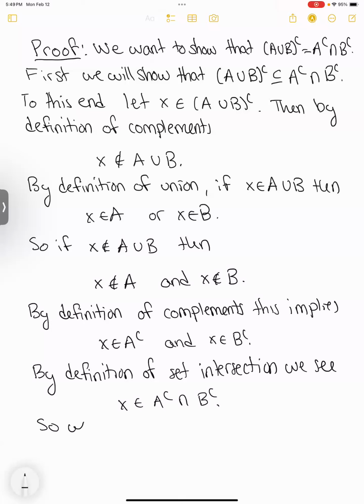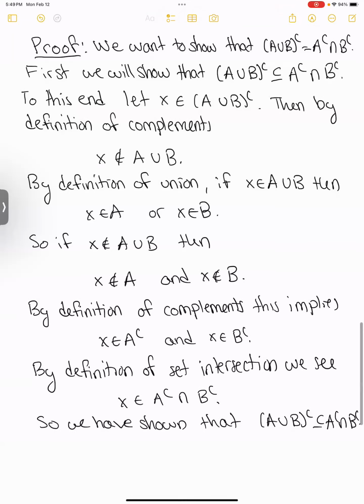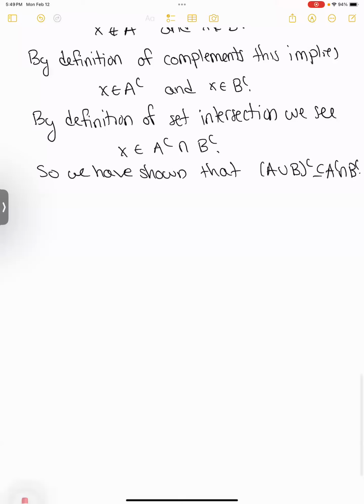So we have shown that A union B complement is a subset of A complement intersect B complement. Again, we started with an X, which was in the complement of A union B, and we showed that X is also in A complement intersect B complement, and that's how you show subsets.